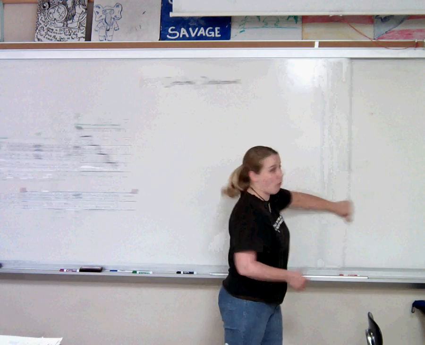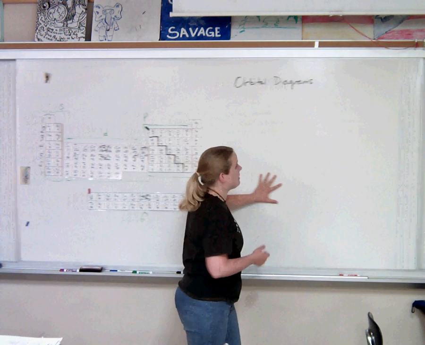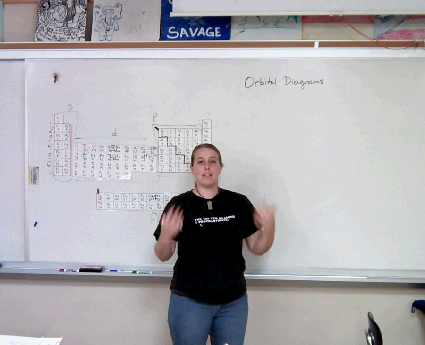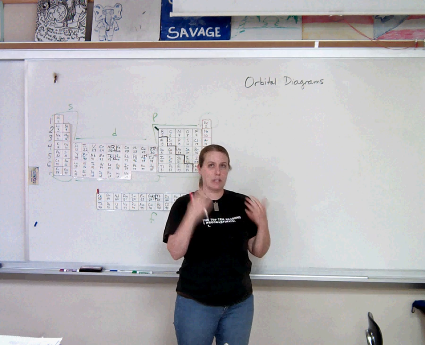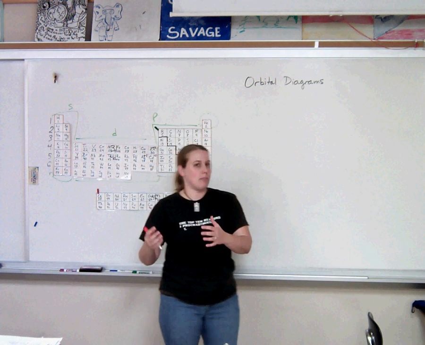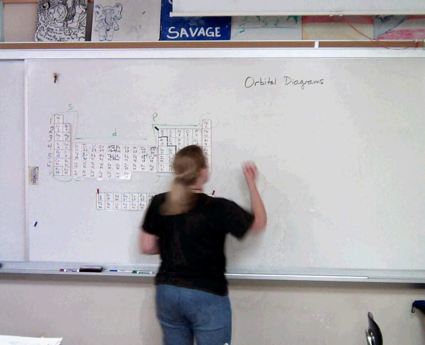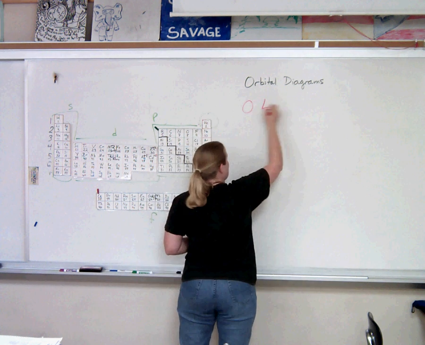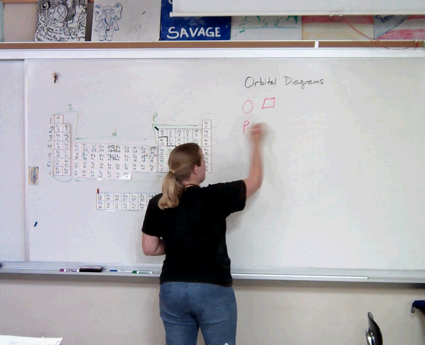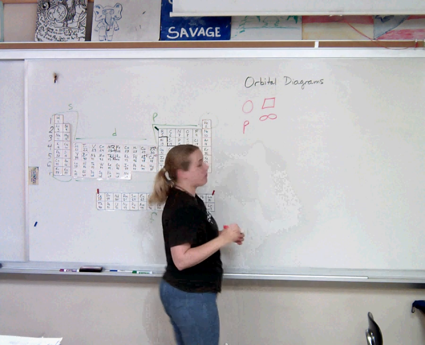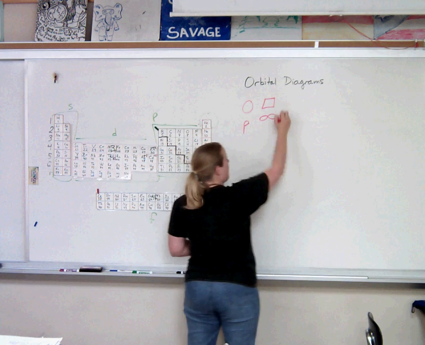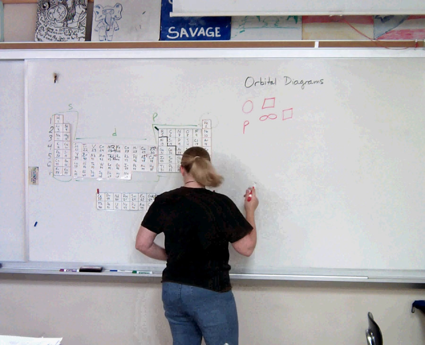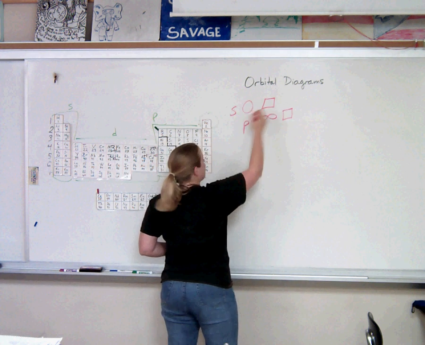It's called orbital diagrams. So here's the idea. We are going to use a representation of the subshells that are not actually those shapes. We're going to use boxes. So instead of drawing S as a circle, we're going to draw it as a box. And instead of drawing P as that sort of dumbbell shape, it's also going to be a box. So a box is going to represent an orbital.